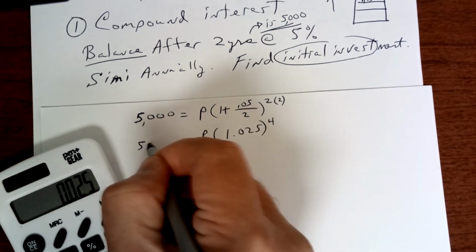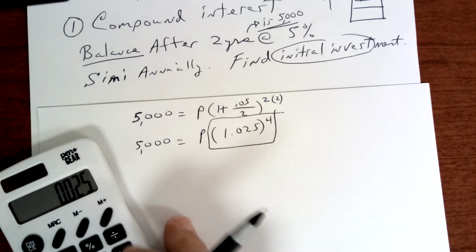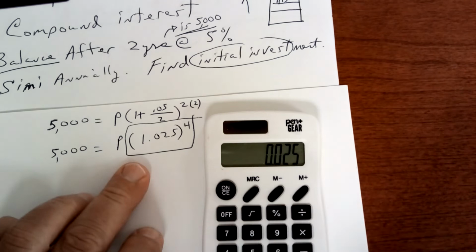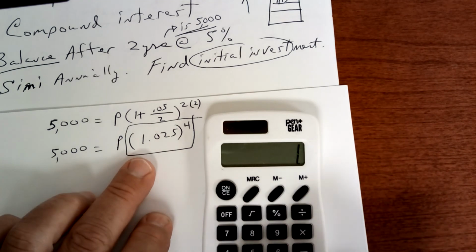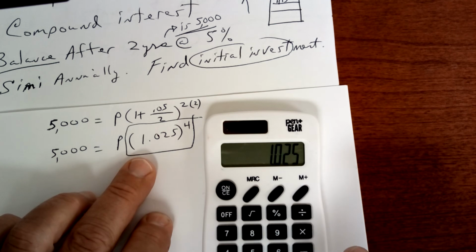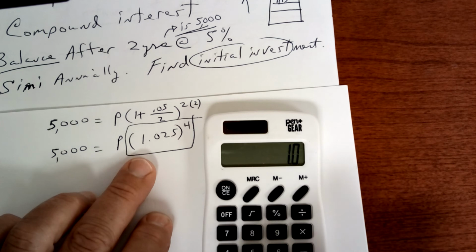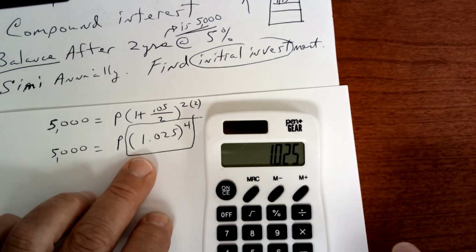So to figure out this answer, you're going to have to divide by whatever this is. So you really have to go 4 times. So 1.025 times 1.025, that's 2, times 1.025, 3, and that makes 4.